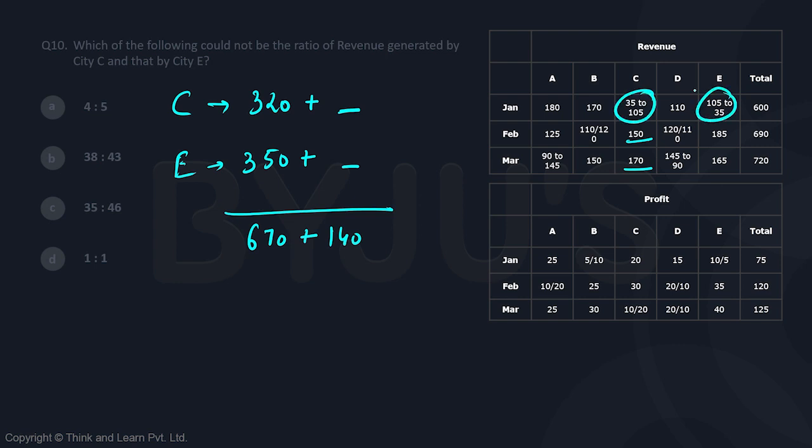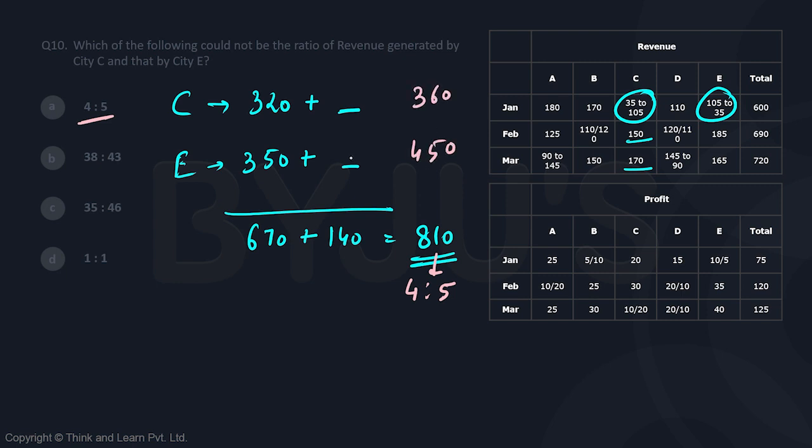If one of them is 35, the other one is 105. One of them is 40, the other one is 100. So in any case, their total revenue has to be 810. Question is saying which of the following cannot be the ratio of revenue generated by them. We can check the options one by one. Let's start with option A. If the ratio is 4 is to 5, divide 810 in a ratio of 4 is to 5. That is 4 plus 5, 9. It is 90 times of 9. This should be 360 and this should be 450.